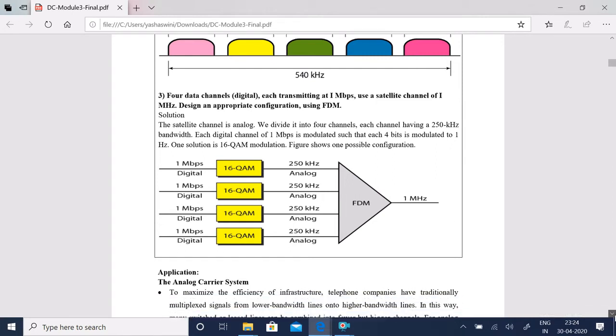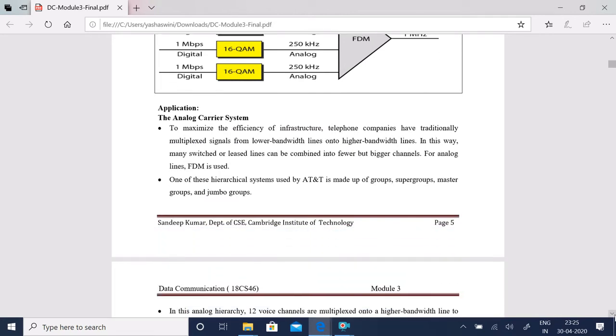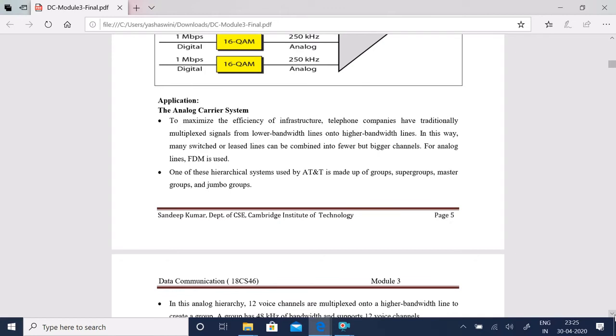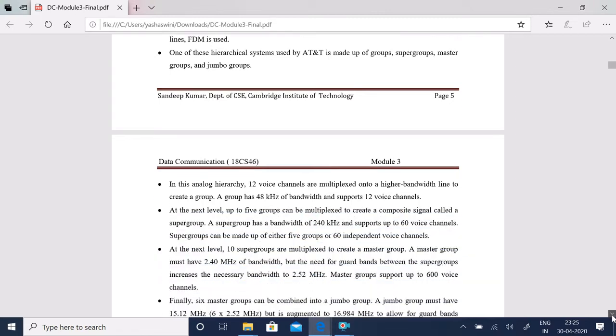Next we'll discuss the applications of frequency division multiplexing. One application is that it can be used as an analog carrier system. In order to maximize any infrastructure, whether it is a telephone channel or an internet line with higher bandwidth, FDM is used. One of the hierarchical systems used is groups. Groups make supergroups, supergroups make master groups, and master groups make a jumbo group.